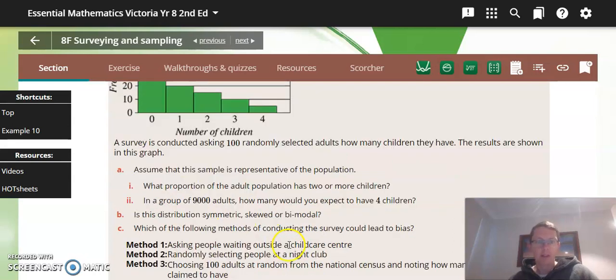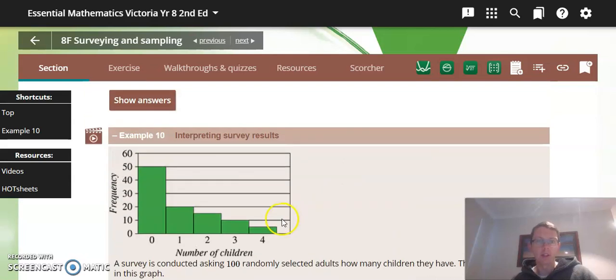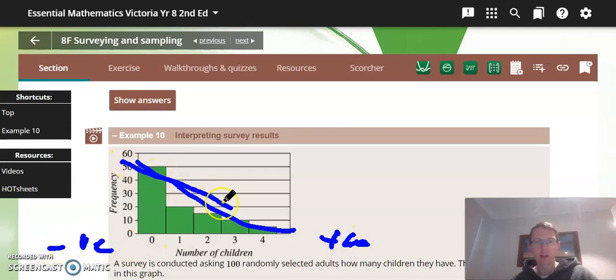Is this distribution symmetric, skewed, or bimodal? Well, looking at it, I can't fold it in half. I can't put a line here and just fold it. It doesn't look good. We can see that the shape of this is skewing that way, and it's skewing towards the more positive numbers, because that's obviously positive and this way is negative. So we can call this positively skewed because it's skewing towards the positive. We're only looking for skewed as an answer, but you should know the difference between positive and negative skew.